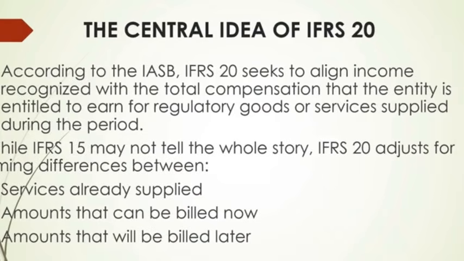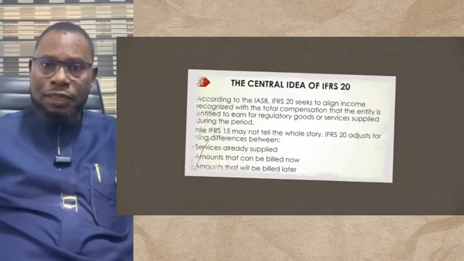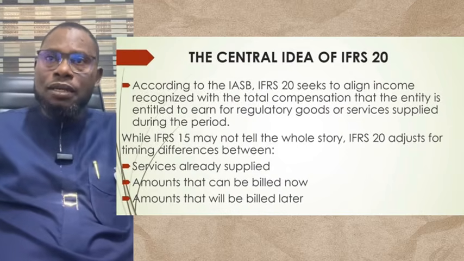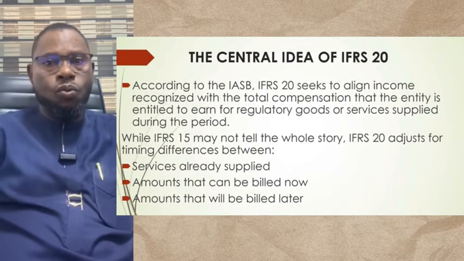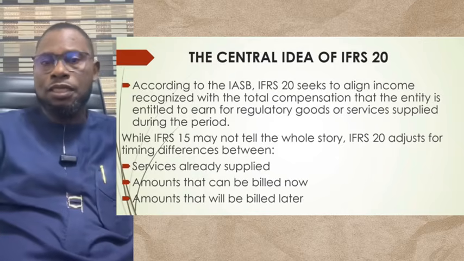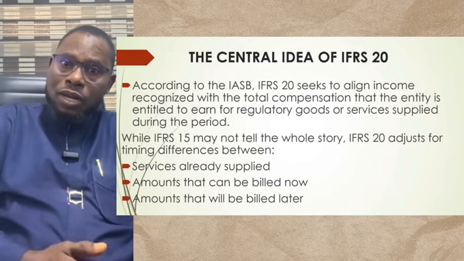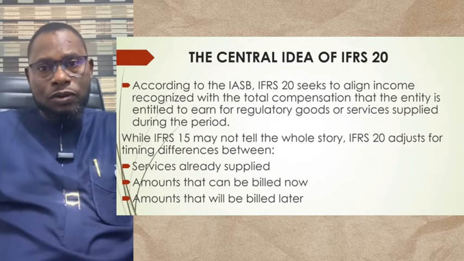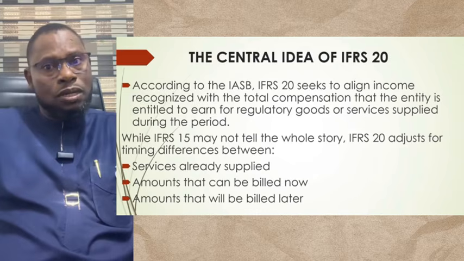What is the central idea of the standard? According to the IASB, it seeks to align income recognized with the total compensation that the entity is entitled to earn for regulatory goods or services supplied during the period. So this is the central idea: you want to align the income that you have recognized with the compensation that the entity is entitled to. You are entitled to collect one part in that period, and the regulator says the other has to be in the next year or a subsequent year.